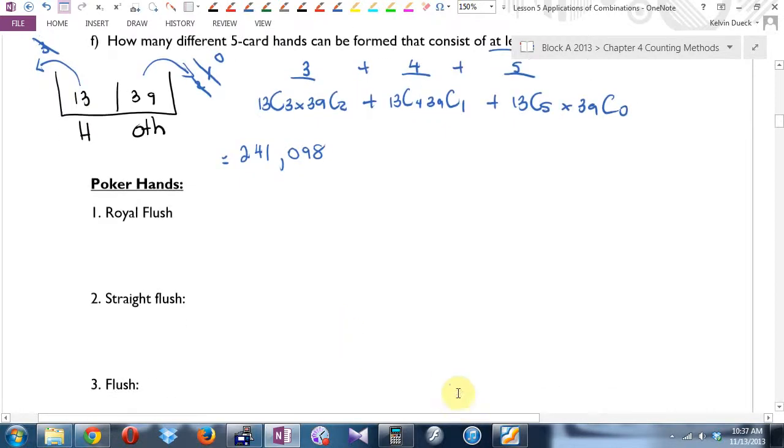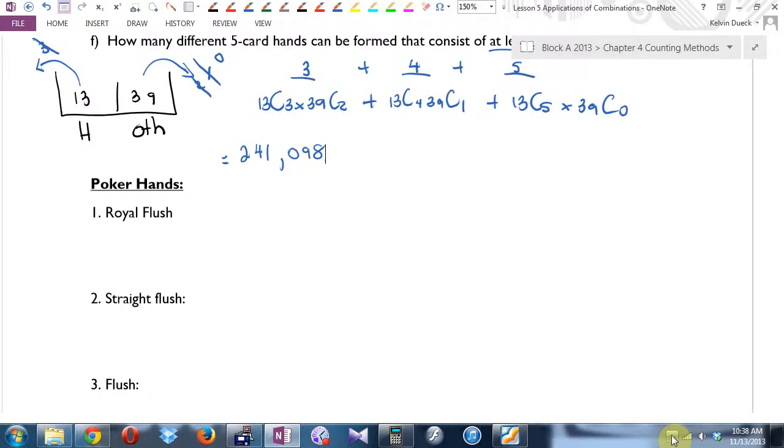So, poker hands. What's a royal flush? All in the same suit. Let's figure out the odds in one suit of getting a 10, a jack, a king, a queen, and an ace. And then since there's 4 suits, I think we'll just times by 4.